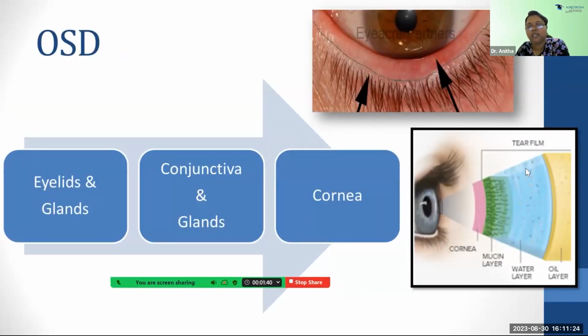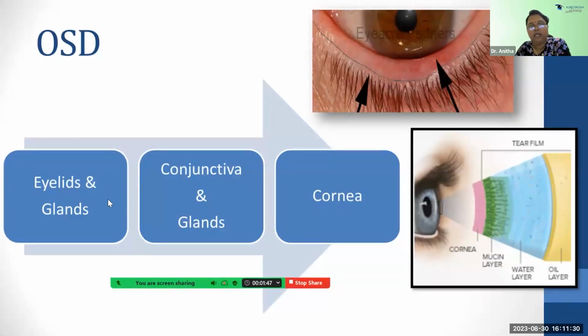This everyone knows. And the middle layer would be the aqueous layer. The aqueous layer is secreted from the lacrimal glands and the accessory lacrimal glands of Krause and Wolfring. And the innermost layer would be the mucin layer, which is secreted from the conjunctival goblet cells. All these 3 layers protect the corneal surface and the conjunctiva by evenly spreading over the ocular surface, and also nourish the cornea. So this tear film is very important.